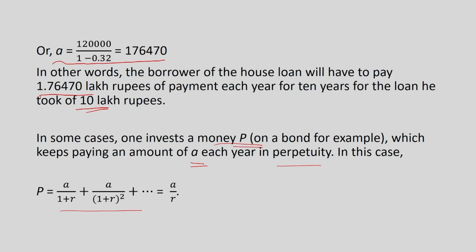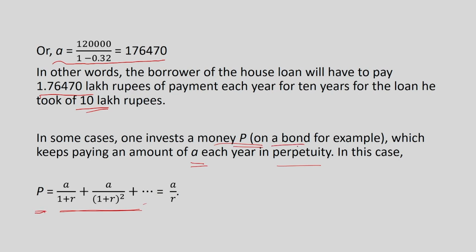So, the present discounted value of this stream will be a divided by 1 plus r, plus a divided by (1 plus r) whole square, plus dot dot dot, it goes all the way to infinity. This is the present discounted value of the payments that are going to be made to you in the future, and obviously that should be equal to the present discounted value, which is the price that you are paying for the bond.